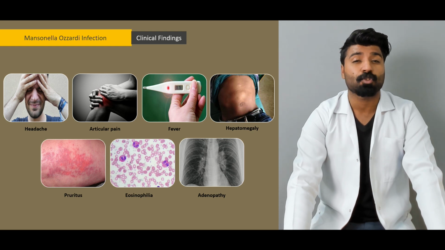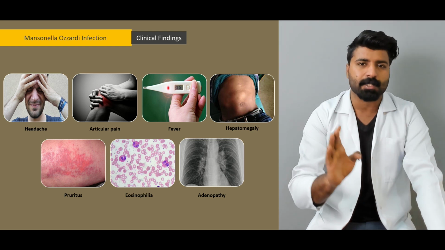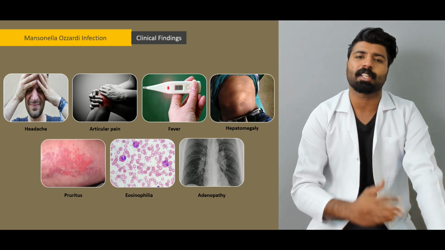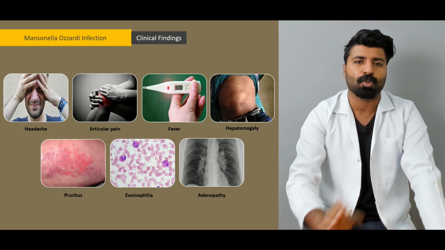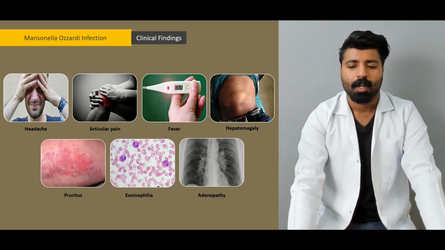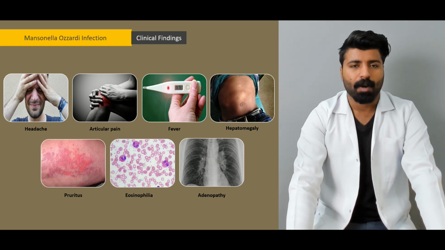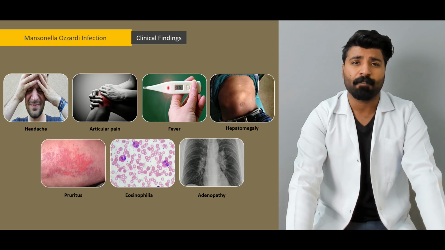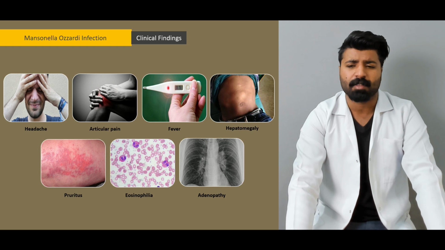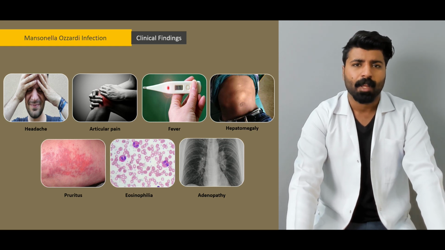Now, as far as eosinophilia is concerned, in all these parasitic infections we've talked about, you will see eosinophilia in every one of them, because eosinophilia is the first marker to rise in the blood after a parasitic infection. Adenopathy will be there, pruritus will be there. So it's not so different after all, right? They don't have any different symptoms other than hepatomegaly. And that can also happen in the last infection.